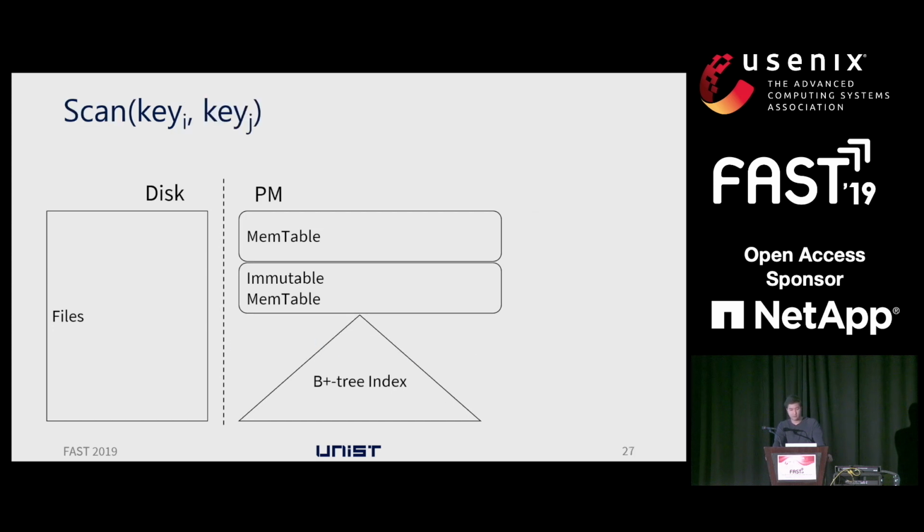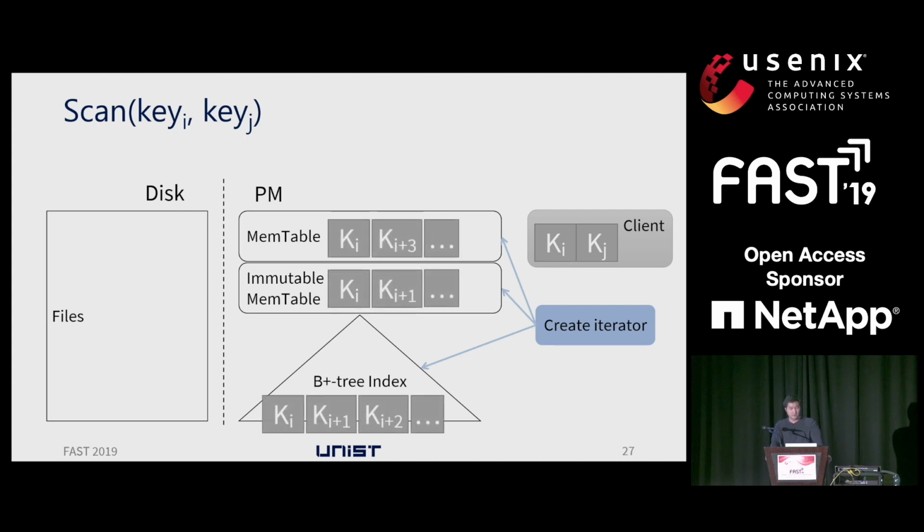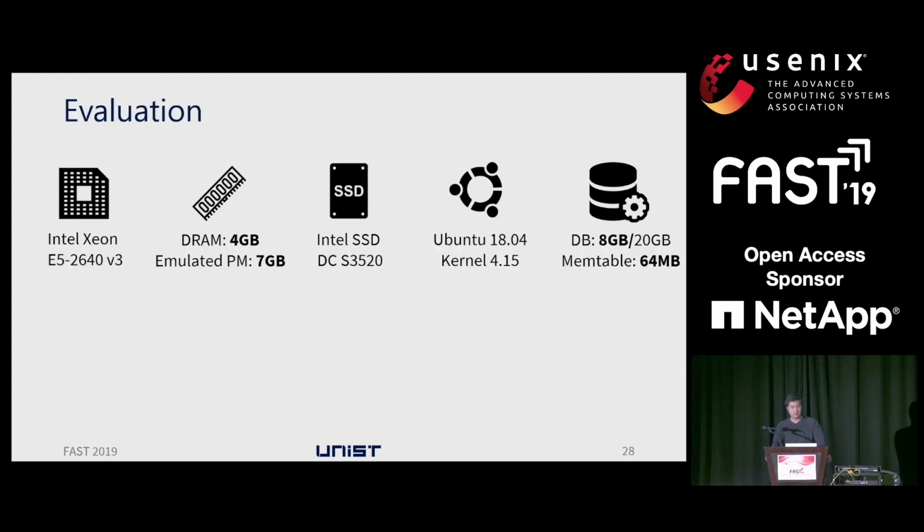For the scan operation, if a client tries to scan from ki to kj, we create an iterator for the mem table, immutable mem table, and B+ tree index. So priority goes first to the mem table value, then to the immutable mem table value, and then to the B+ tree iterator value, which returns the value from the disk. And it goes until the last key in the range.